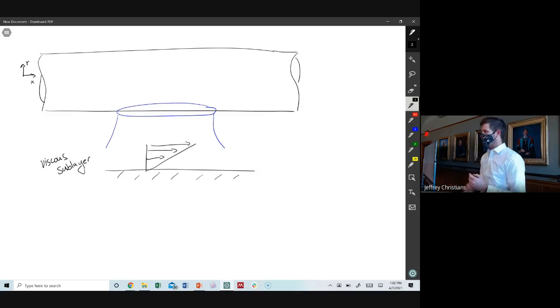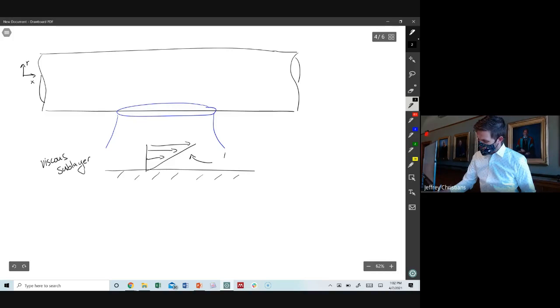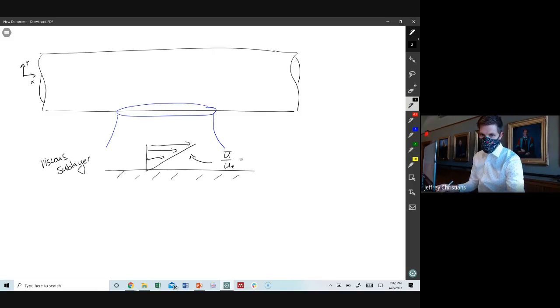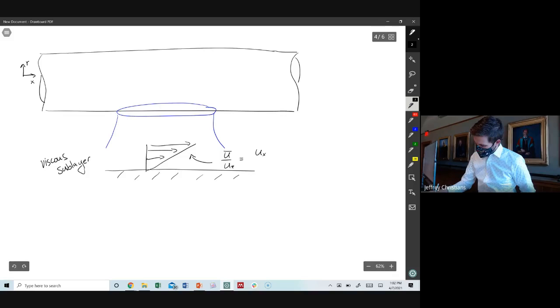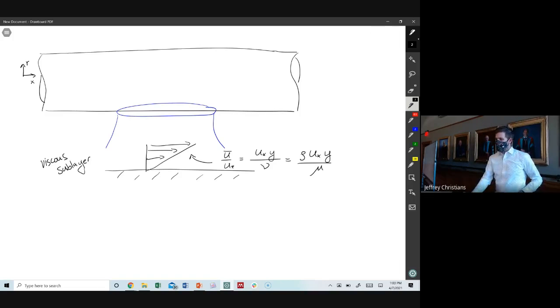And when viscosity is winning, we can start to do math to things and actually describe how they work. So we could describe what that looks like. We had U over U star equal to U star Y over nu, which is rho U star Y over viscosity. So when viscosity is winning, things behave orderly and nicely, and we can use math.